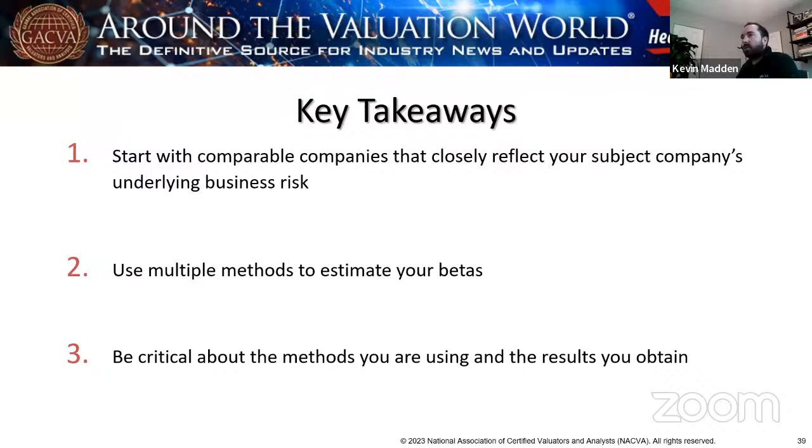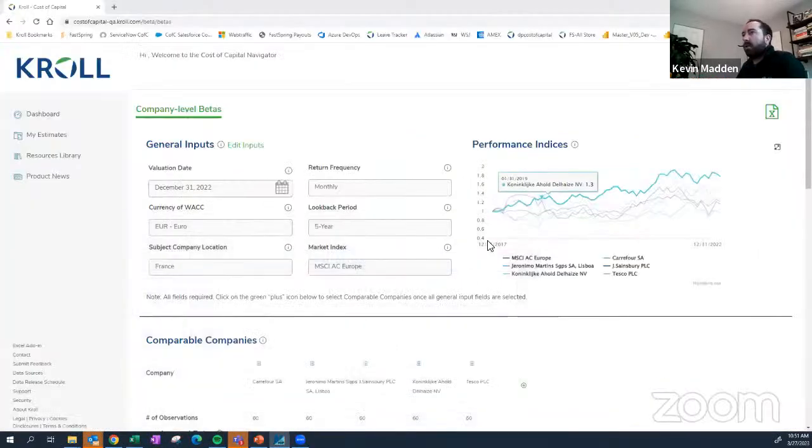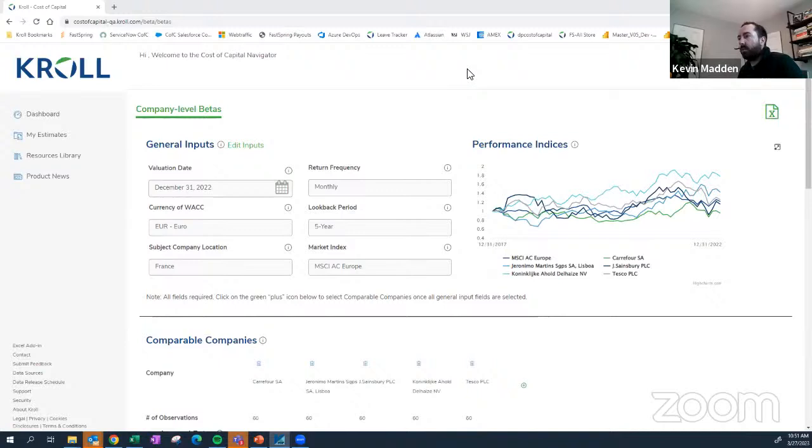So now we went through our case study. We can do a quick snapshot of what that looks like in the actual beta module today. So this is in our test environment. I pre-populated everything that you would do here, but we can quickly run through this is what we did in our case study. So we start off by selecting our general inputs. Again, all these are the same in our case study.